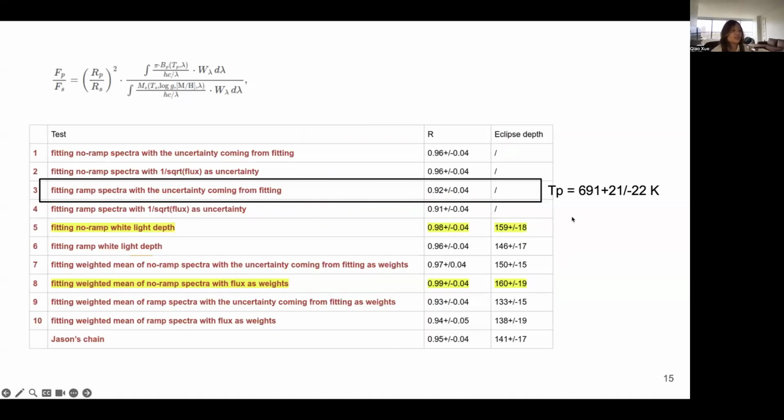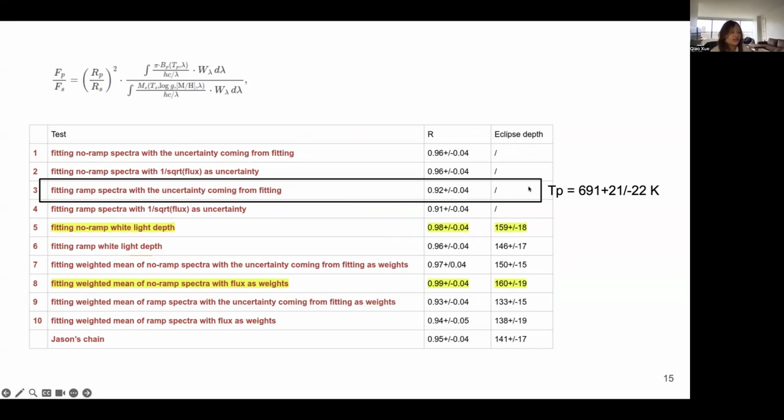We also try to determine the dayside temperature using the emission spectra. So you just need to replace the lower and upper boundary of the integral from 5 to 12 microns, which is the broad band wavelength of MIRI, with your specific wavelength bands.